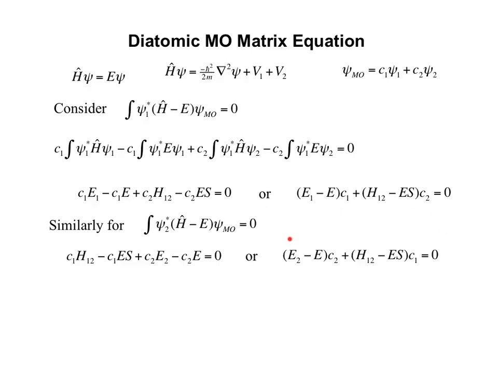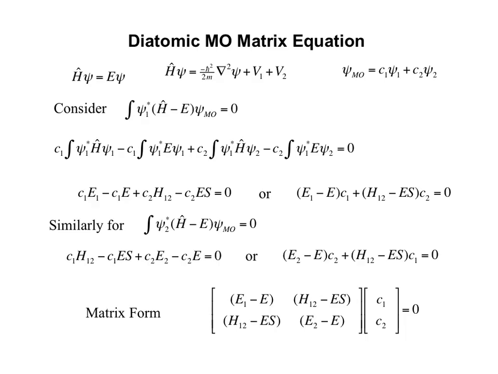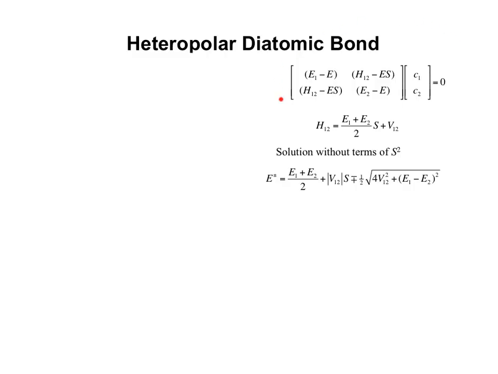Thus, I now have two equations for my two unknowns, C1 and C2. Using linear algebra, we can write this system of two equations and two unknowns in matrix form. In this matrix form, this equation can be easily solved by a computer or calculator, and as we get to more complicated problems, we'll see that the matrix form is essential for solving the problems. The solution to this matrix equation will give us the solution to the Schrödinger equation for the molecular orbitals.